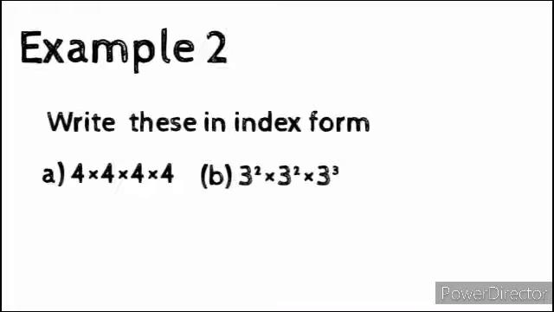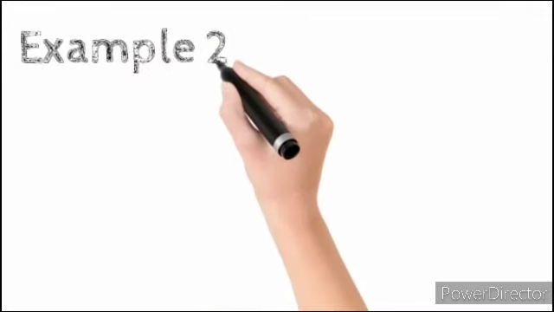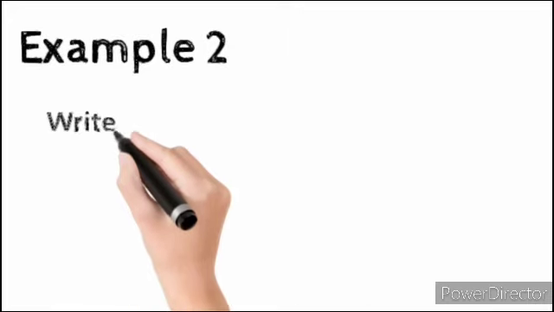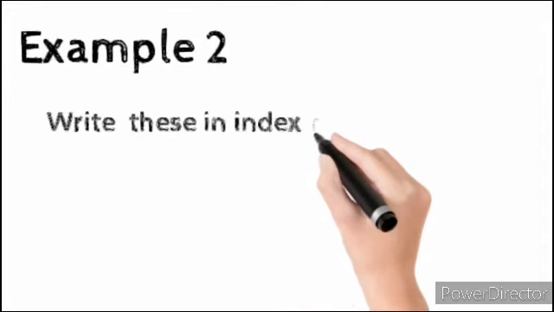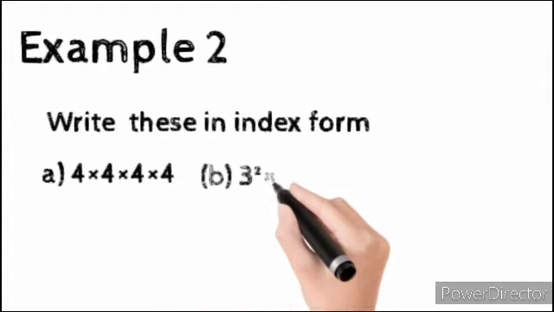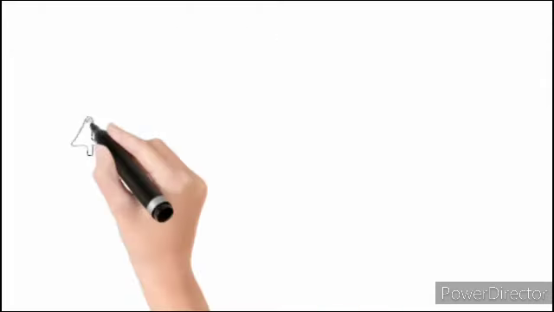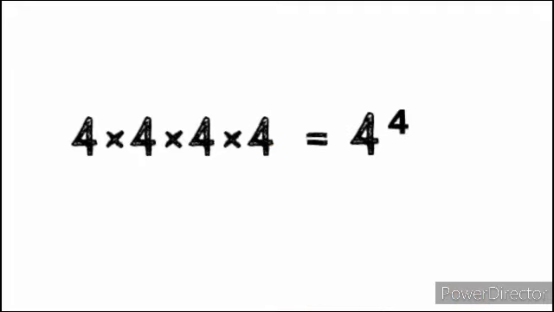All right. The second example. Write these in index form. 4 times 4 times 4 times 4. That is 4 multiplying itself in 4 places. The value in indices is 4 raised to power 4. That is 4, a written number 4, with a little 4 written at the top right of the number 4.